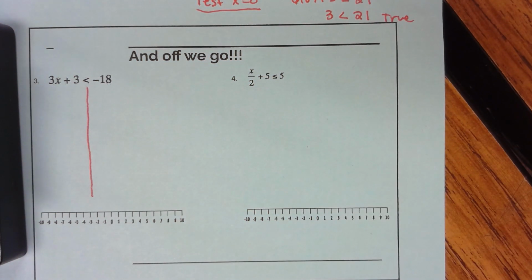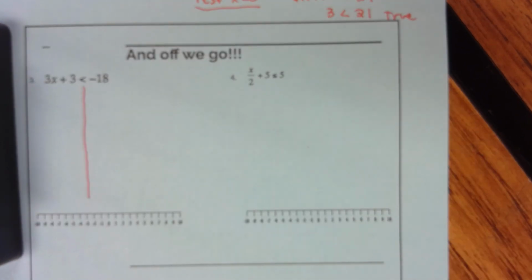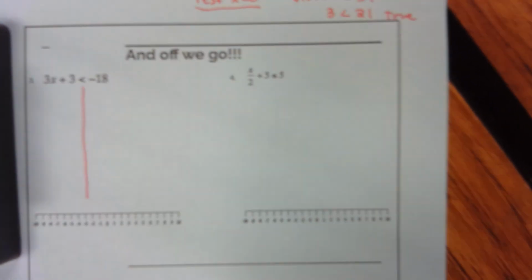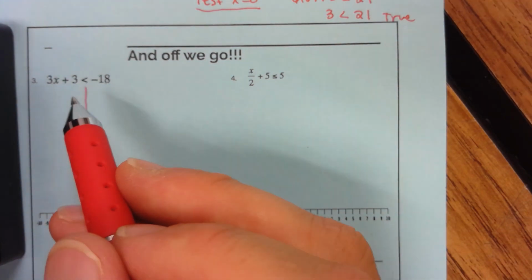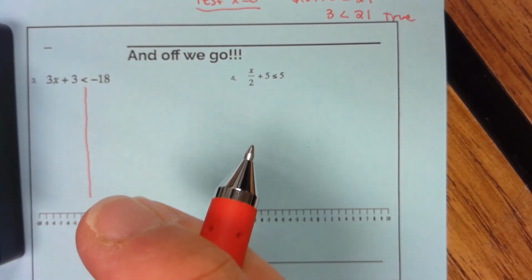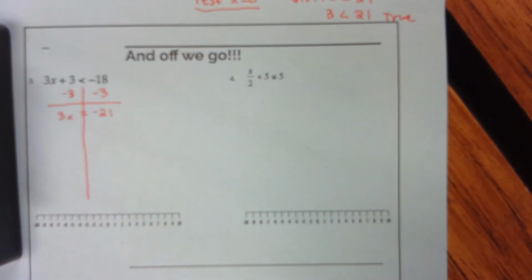So not a lot of room. Okay, so first task is to get x by itself. Right now, I don't really care about what the inequality symbol is showing, other than that it's not "or equal to," so I know that my anchor point is going to have an open circle. So I'm going to minus 3, give me 3x equals negative 21, then divide by 3, giving me x equals negative 7.